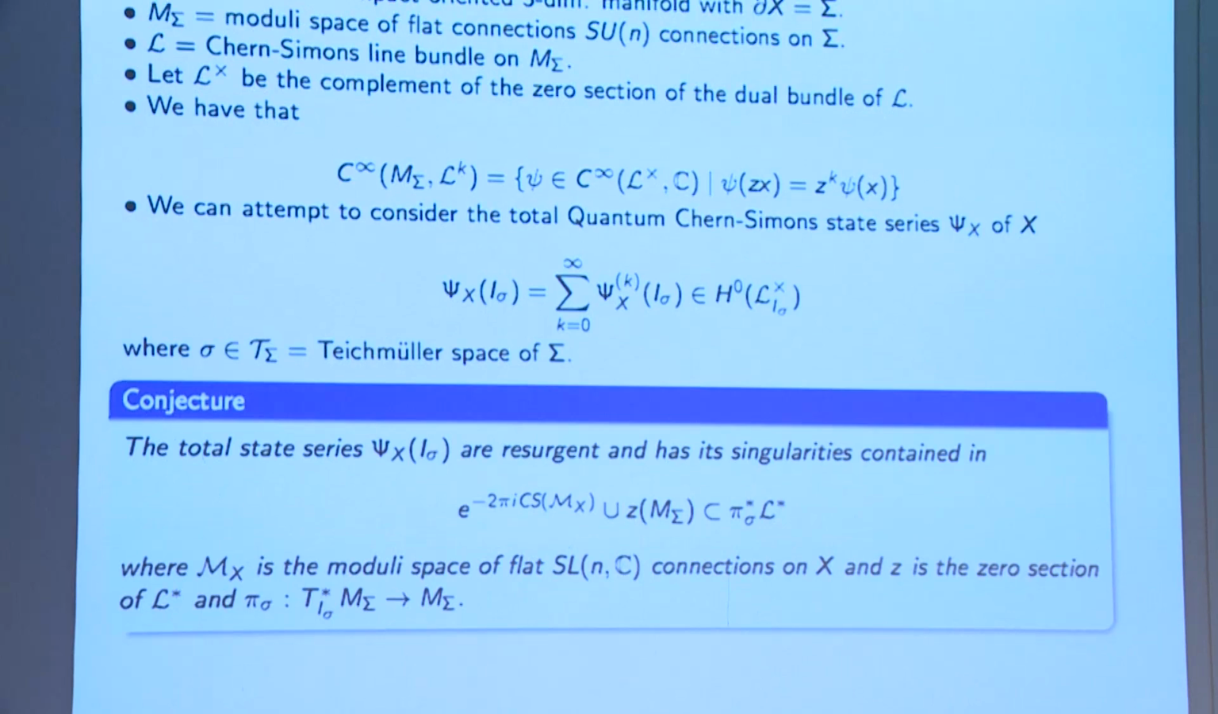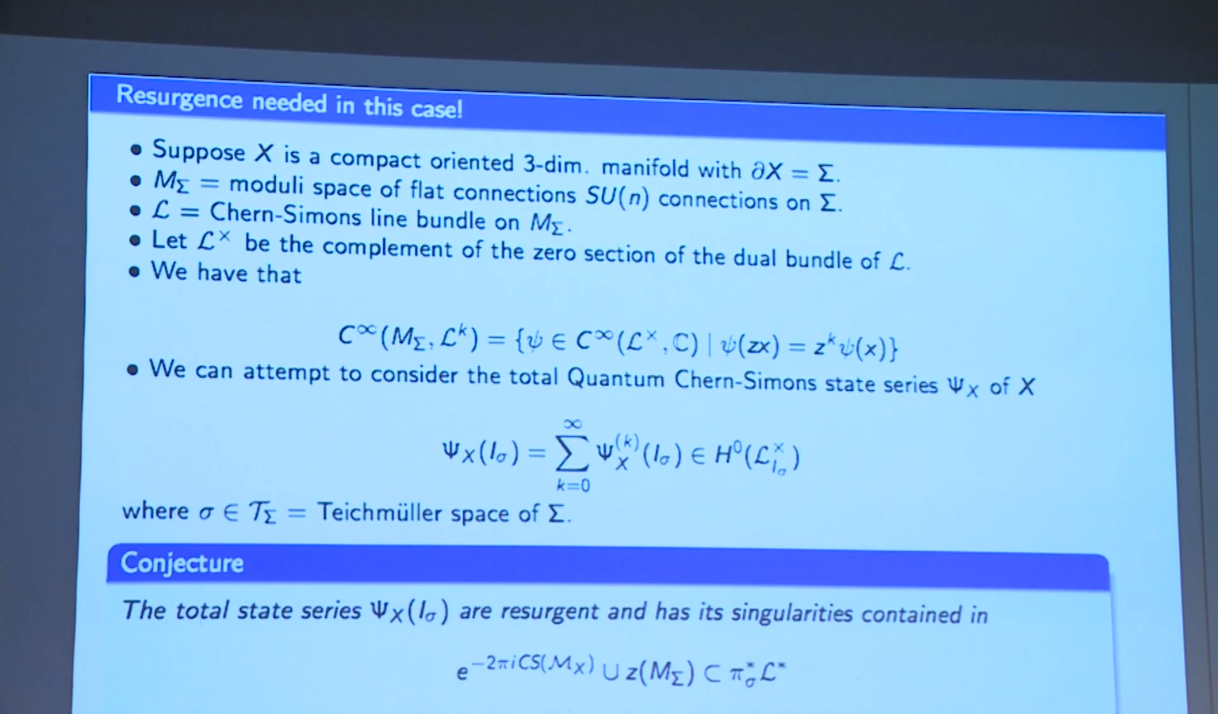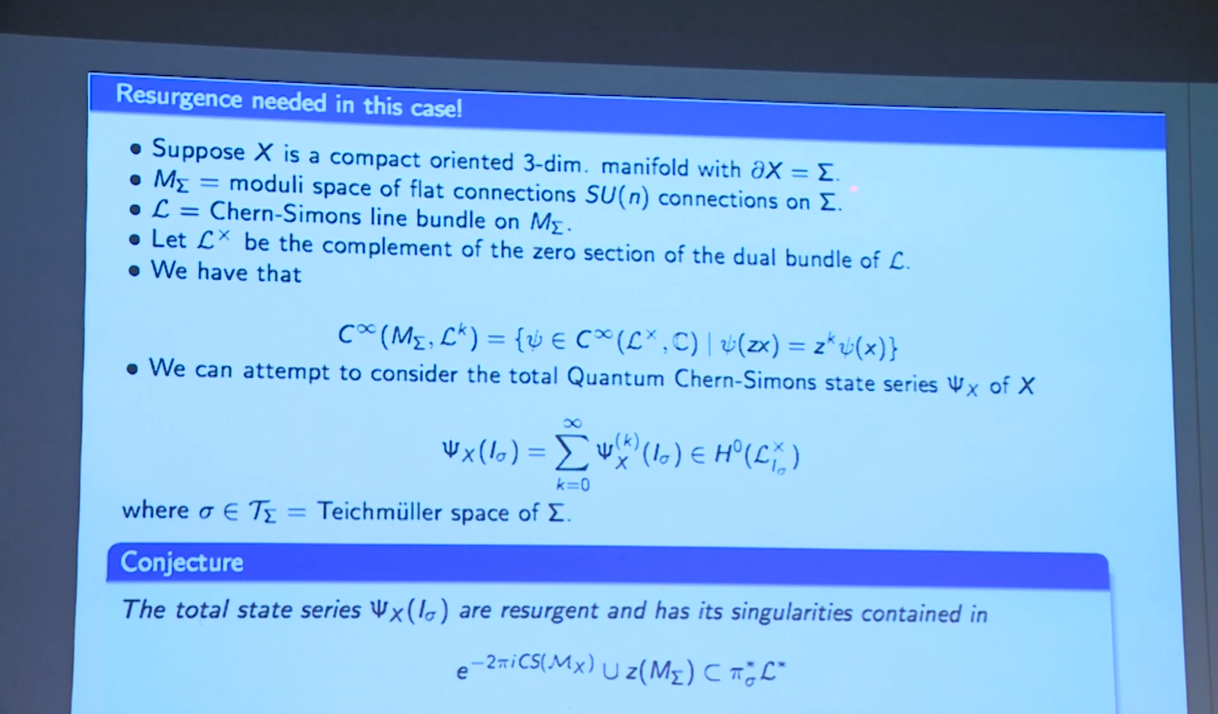I can say the following, or let me be more precise if you like. Take X to be a compact oriented three-manifold with boundary sigma. Consider the moduli space of flat SU(N) connections on sigma. Take the Chern-Simons line bundle. Take the complement of the zero section of the dual line bundle.